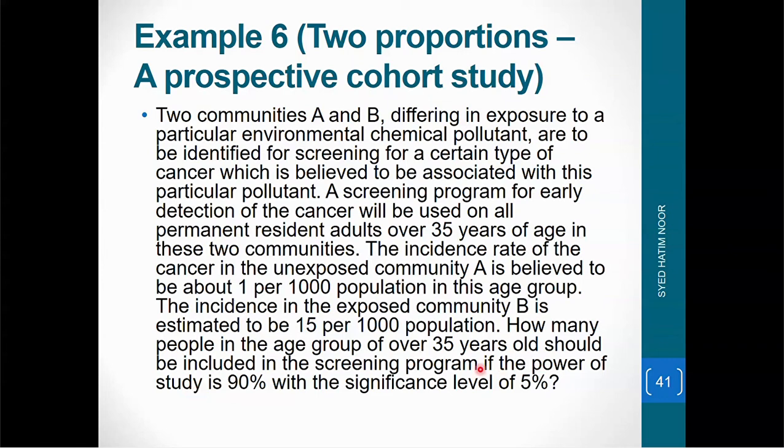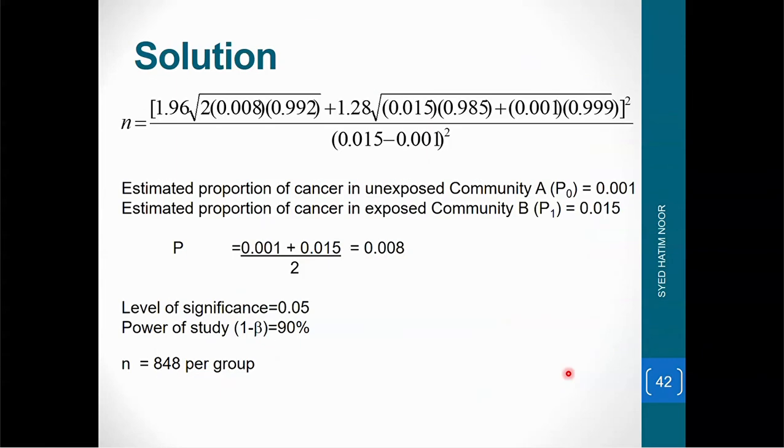Power 90%, alpha 5%. So what is your sample size? Oh, this one I forgot again to change. This is not estimated. P0 is from the literature, so not estimated. Right, P0 is from the literature. So 1 per 1,000 population equals 0.001. In community B, 15 per 1,000, so 0.015.